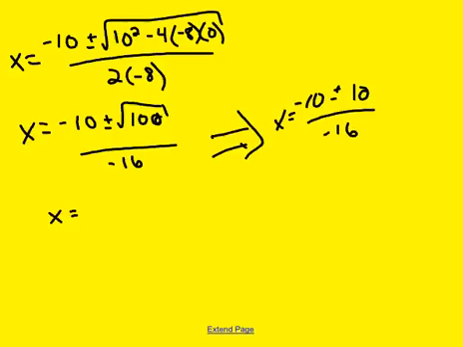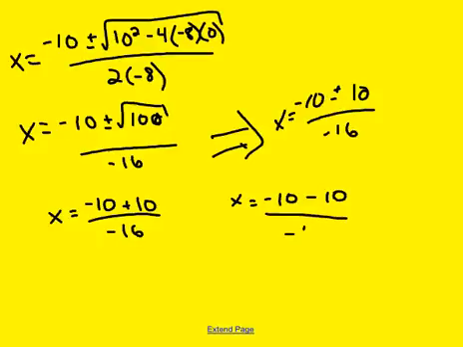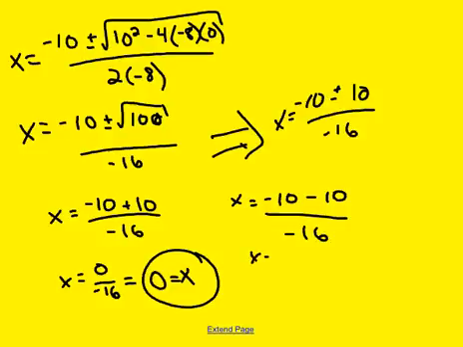So I have x equals negative 10 plus 10 over negative 16, and x equals negative 10 minus 10 over negative 16. I like this one more. X equals 0 divided by negative 16, so 0 equals x. And this one's going to be x equals negative 20 divided by negative 16. I could divide those. These would become positive. Divide them both by 4. That's 5/4. So x equals 0 and 5/4.